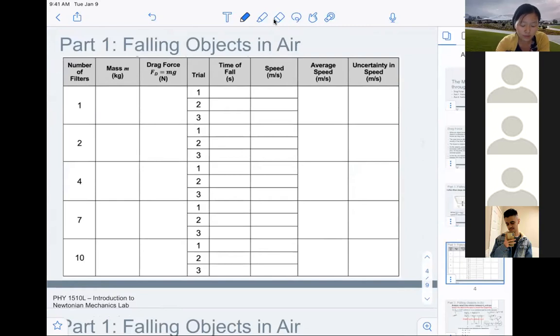We increase the number of filters from 1 to 4, 7, 10 filters, record its mass, and we can calculate its weight. So that weight is equal to the drag force because we have let it fall for a long distance. So the drag force must be equal to its weight when we measure that terminal speed. For each of the number of filters, you will record 3 different trials, record 3 different times, and calculate your speed. So let's take a look at an example of one of those coffee filters together.